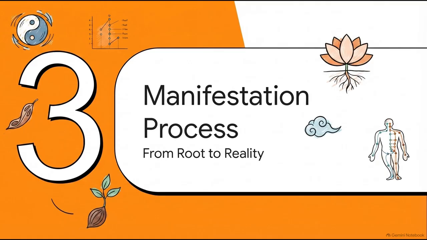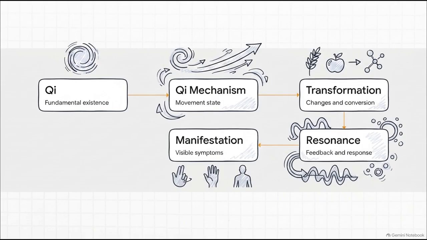All right, Section 3, the manifestation process, from root to reality. Our source outlines a really strict, logical chain reaction here. Step 1 is qi itself, that fundamental existence. Now, when it moves, we get step 2, the qi mechanism, which is its actual movement state or trend. That movement inevitably forces changes and conversions, like digesting your food, for example, which is step 3, qi transformation. These transformations naturally trigger reactions elsewhere in the biological system, bringing us to step 4, resonance, creating these continuous, brilliant feedback loops.